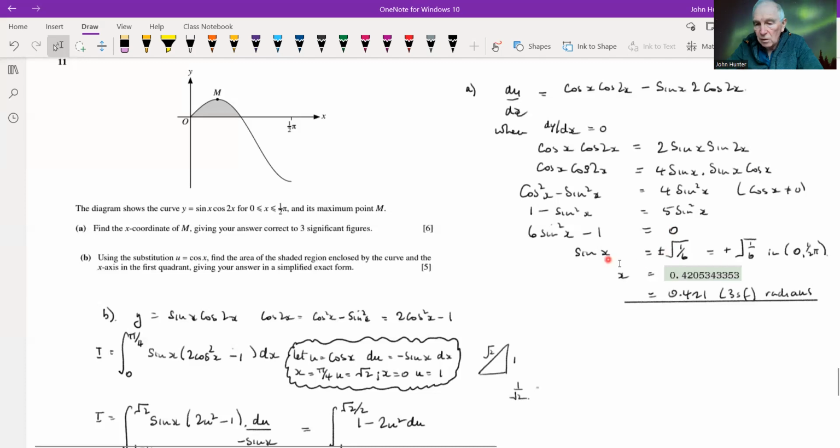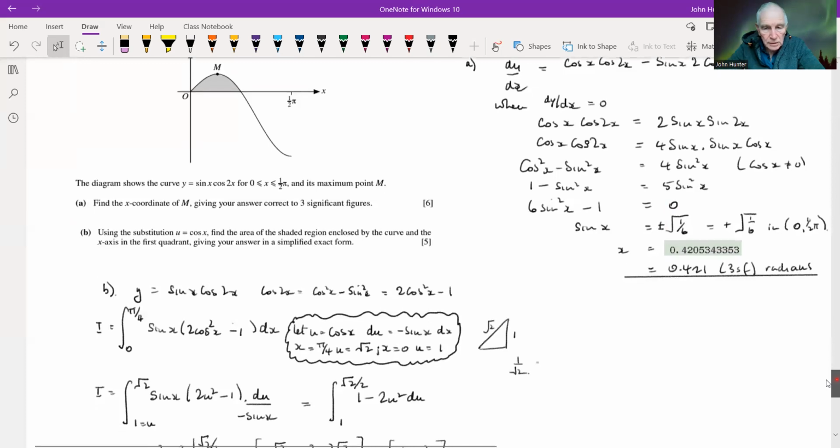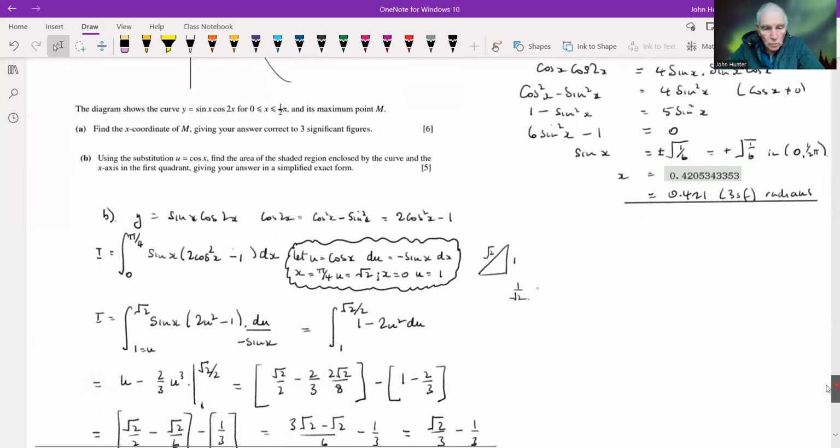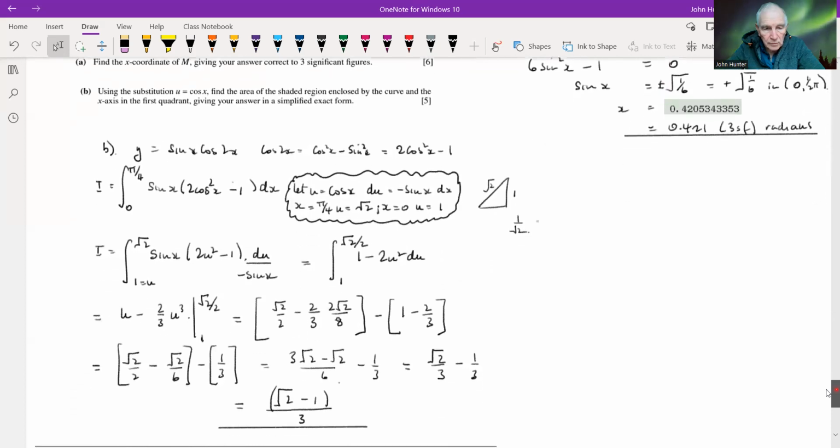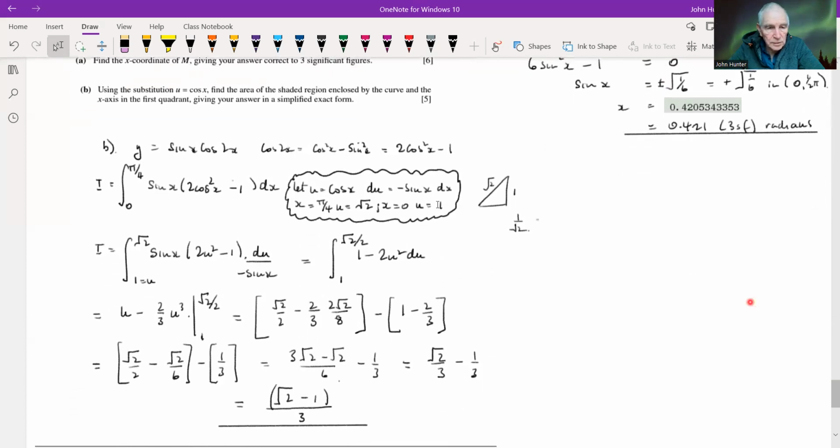So if we take the arc sine of this, then it's going to give us that x is equal to 0.4213 to four significant figures, that being in radians. Okay, so that is that. Let's wind down a little bit and we'll have a look at this part.